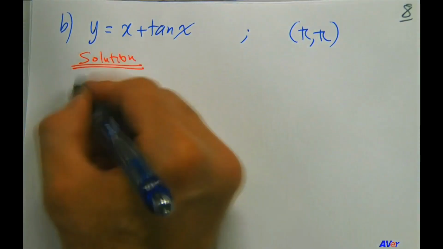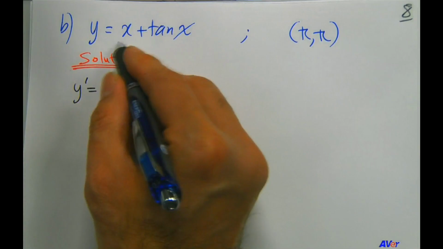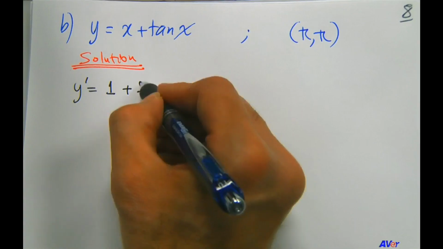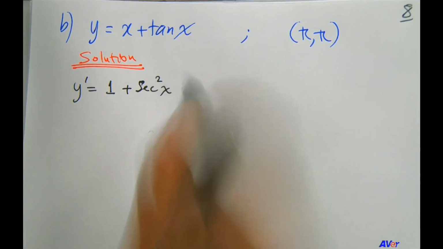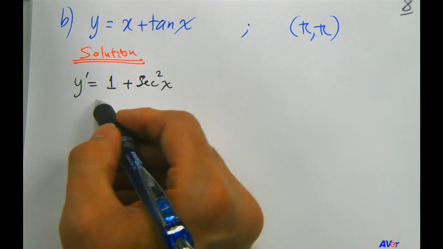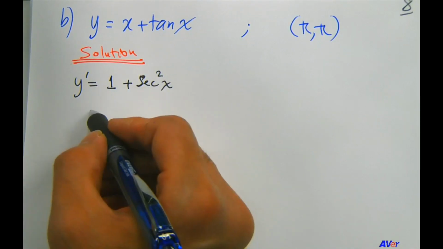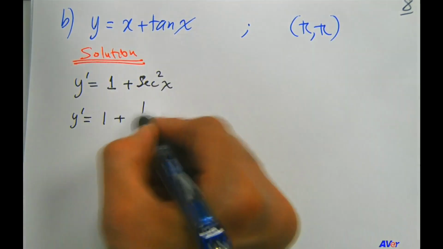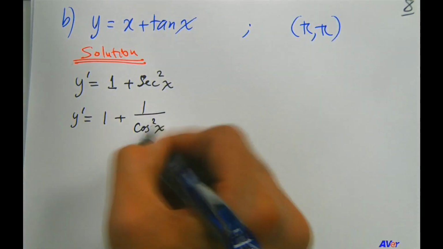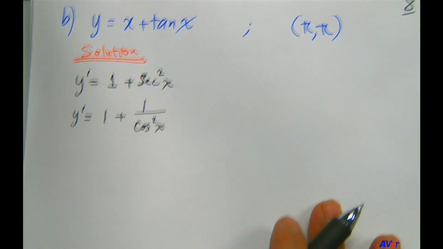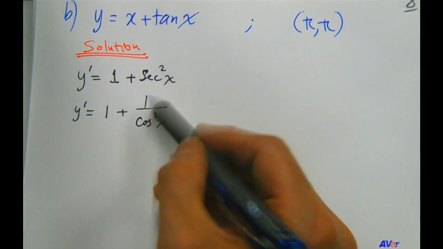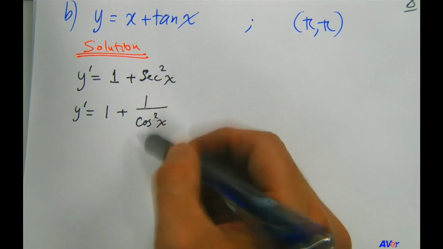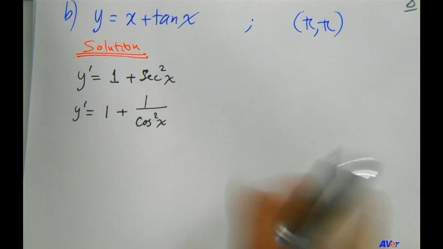So let's find the derivative of this first. y prime is equal to 1 plus secant squared x, right? So secant squared, from Math 127 we remember, is equal to 1 over cosine squared x, right? There's a relationship between cosine and secant. The secant function is the reciprocal of the cosine function.